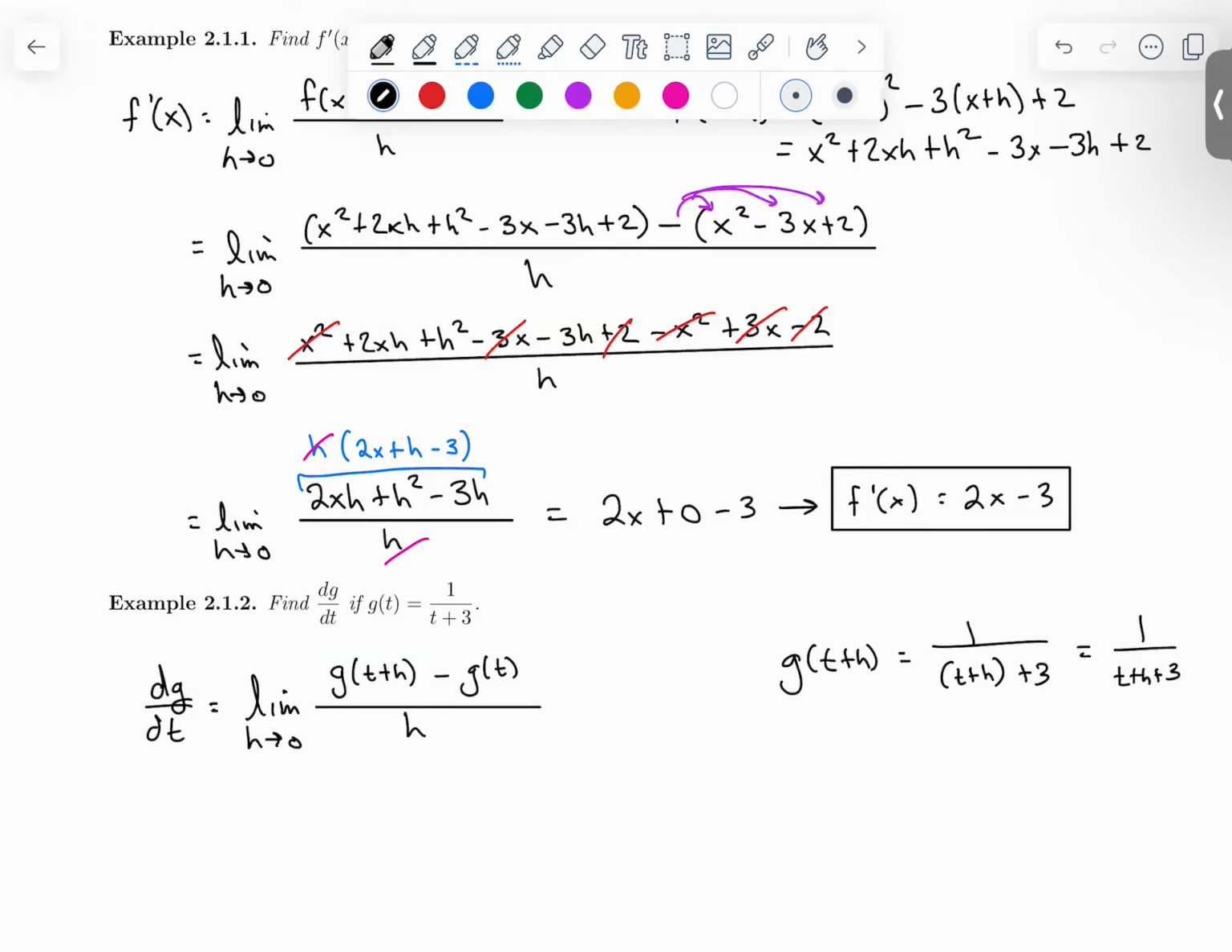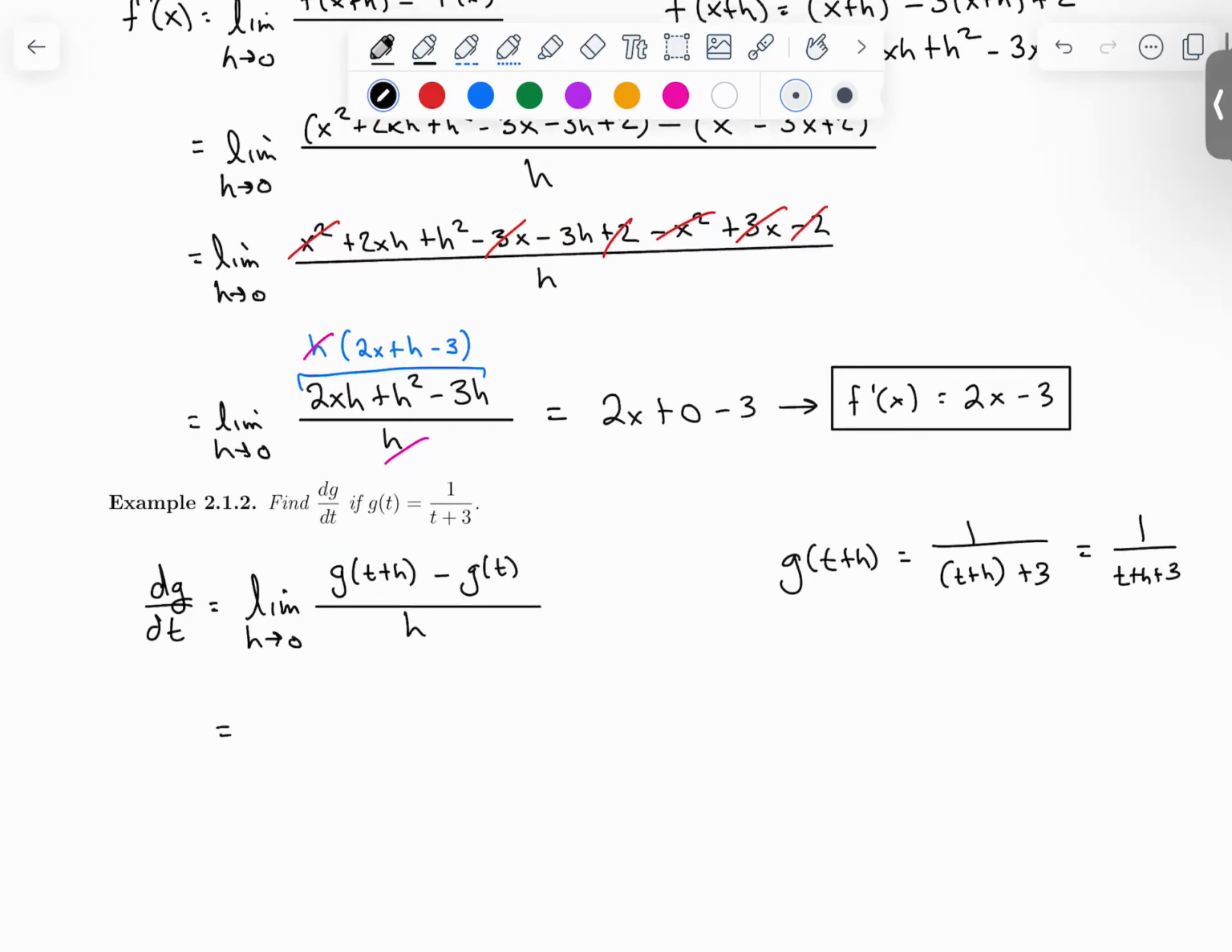All right, so this is equal to the limit as h approaches 0 of 1 over t plus h plus 3. Leave a little bit of space, then write the minus sign, and then 1 over t plus 3. That's what g of t is, all divided by h. If you try and plug in h equals 0, you get 0 over 0, which is a big no-no, but that means there's something we can do. What can we do?